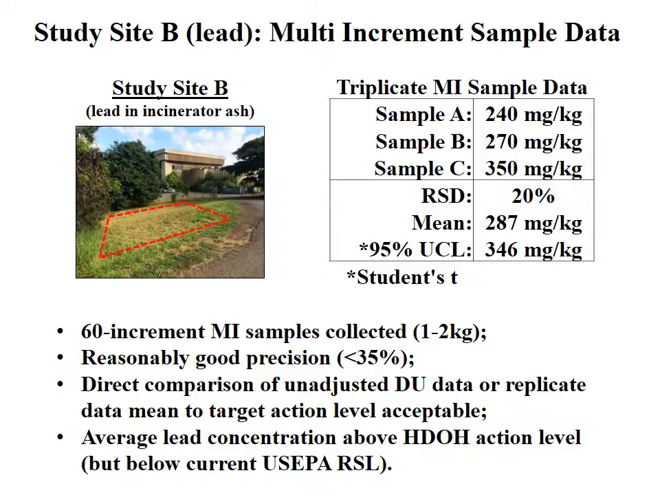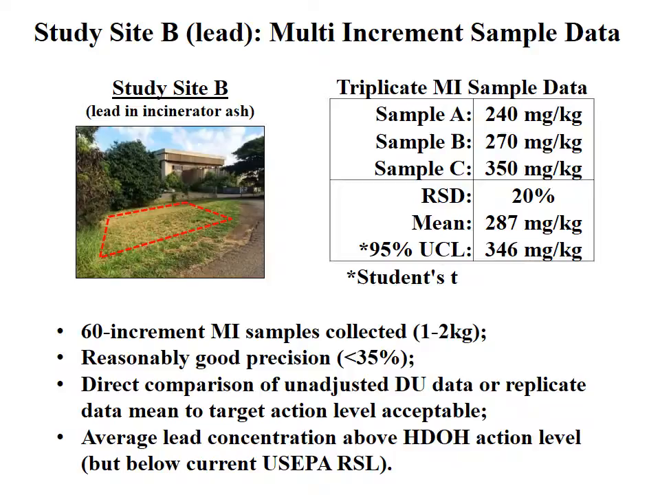So actually, for all these sites, we also collected multi-increment sample data. We considered each of the study areas an individual decision unit. This is the lead site. We collected triplicate 60-increment multi-increment samples from this site. Each of them weighed 1 to 2 kilograms.